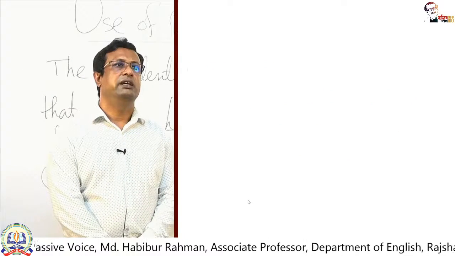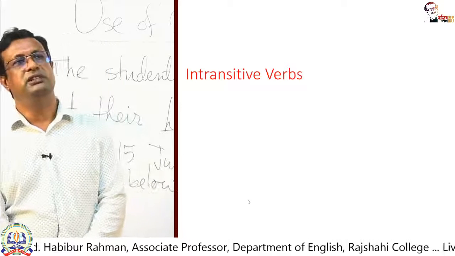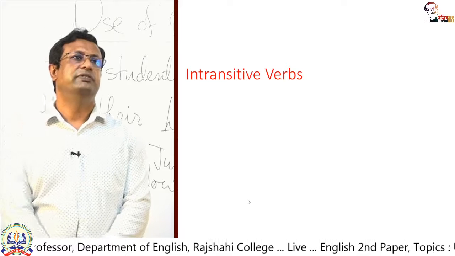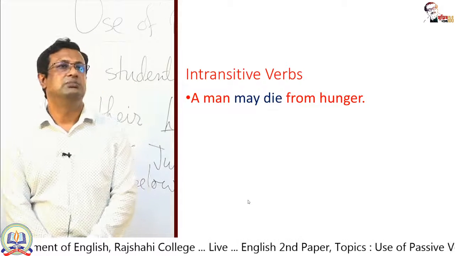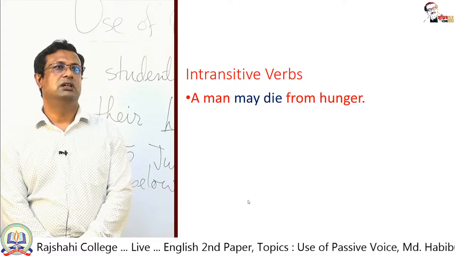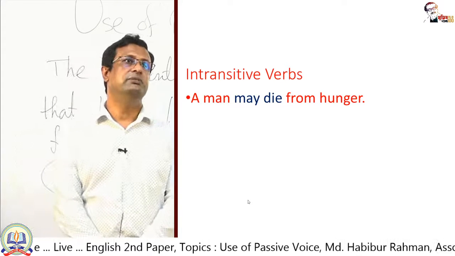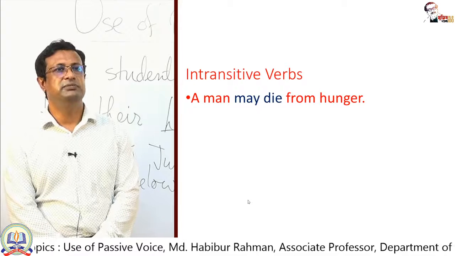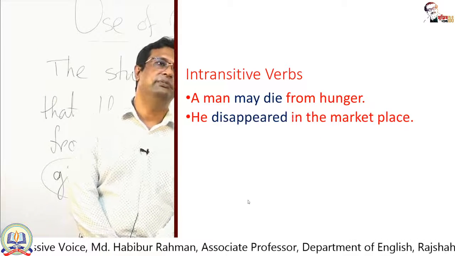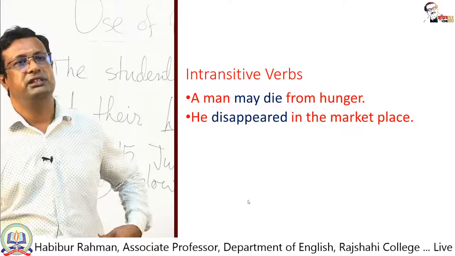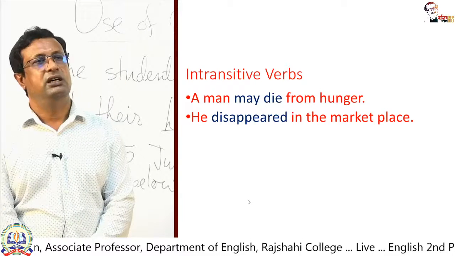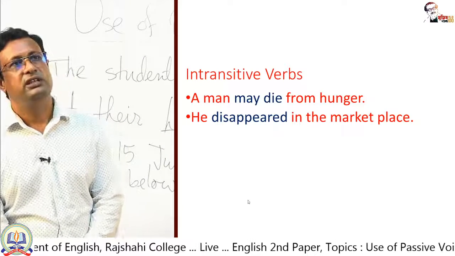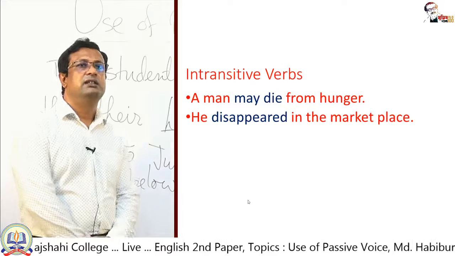Okay. In intransitive verbs, you know, there is no use of passive voice, because there are physical actions, and we cannot use passive voice in intransitive verbs. "A man may die from hunger." We cannot make it passive. So, in case of intransitive verbs, they are always active. "He disappeared in the marketplace." There is no object. So, where there is no object, there cannot be any passive voice. There is only one way, that is to use active voice.